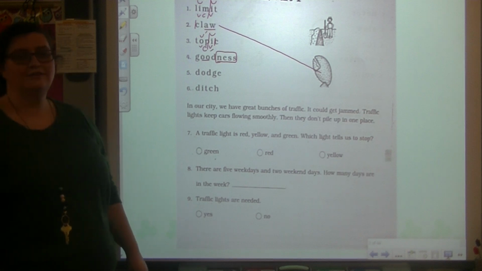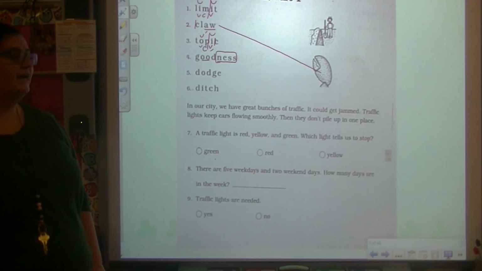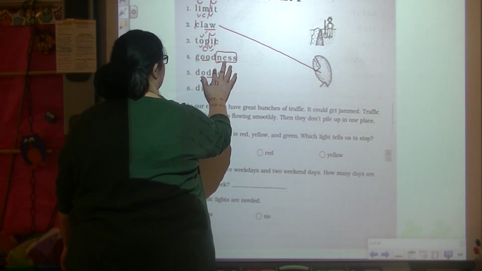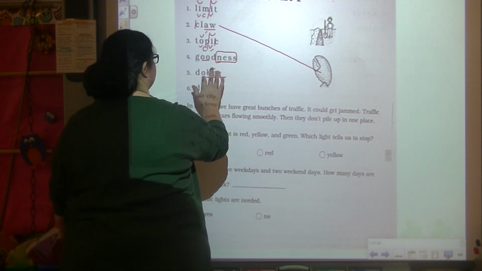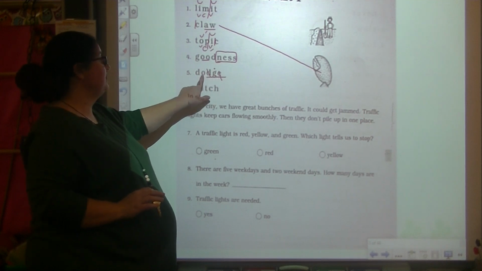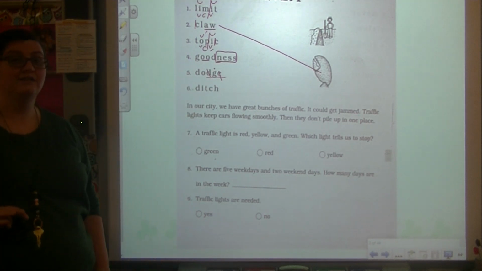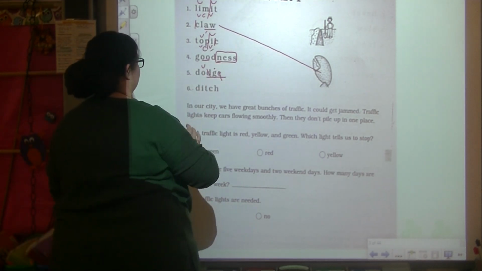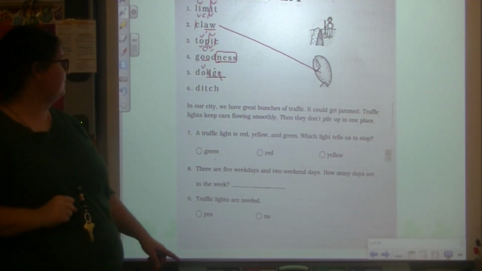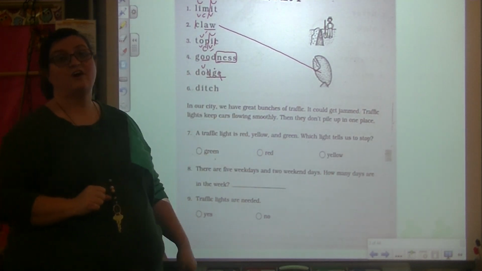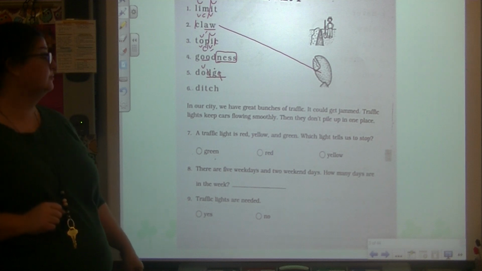Number 5. What do we have? Trigraph, D-G-E. It makes the J sound. All right, if we spell with D-G-E, that O has to be what? It's short. Let's sound it out. Dodge. What word? Dodge. Like you play dodgeball.